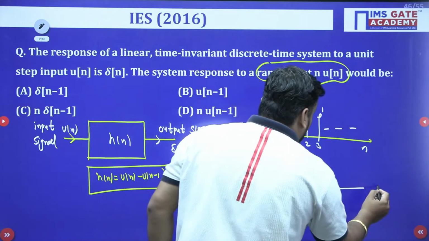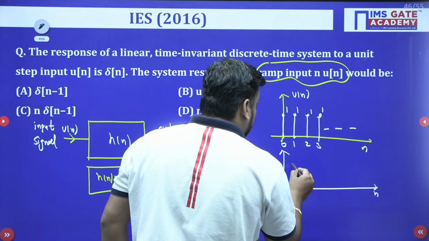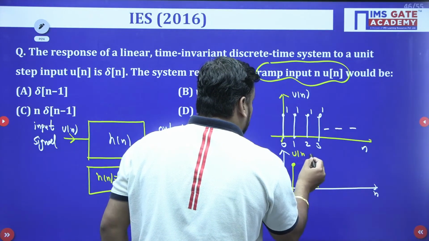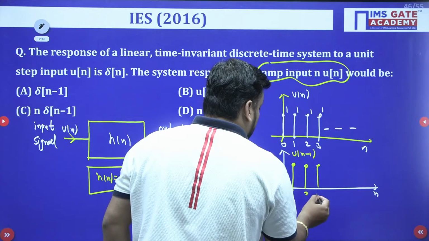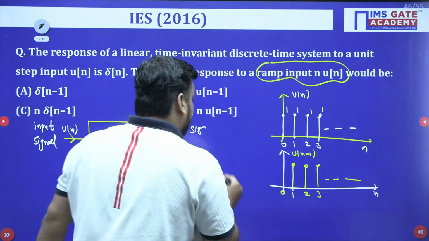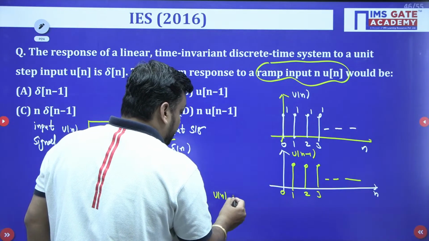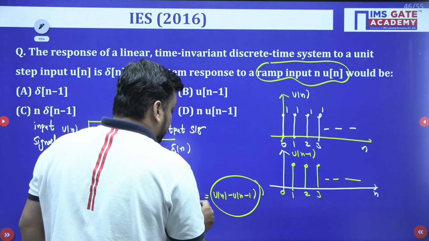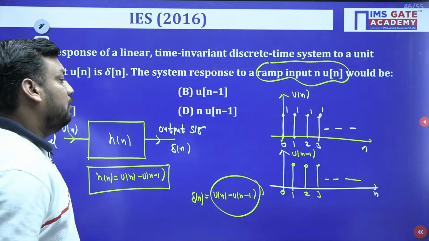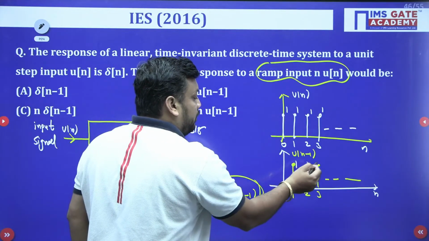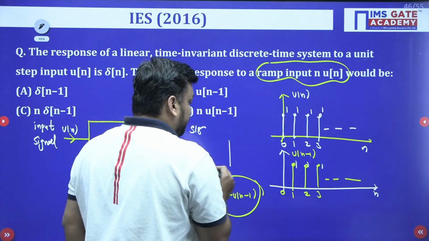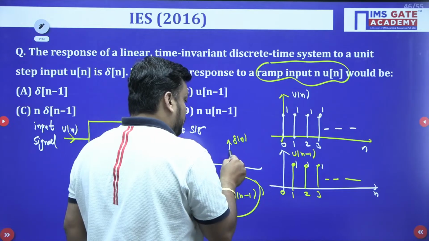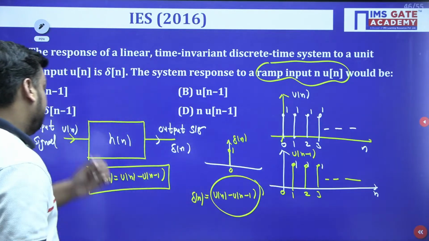And if I write u of n minus 1, then it will be shifted by one. And when you write u of n minus u of n minus 1, then eventually you will get delta of n, because all the 1, 1, 1, 1 are subtracted, and only one will be left at the origin location. At the 0 location only you will get 1. That is delta n.